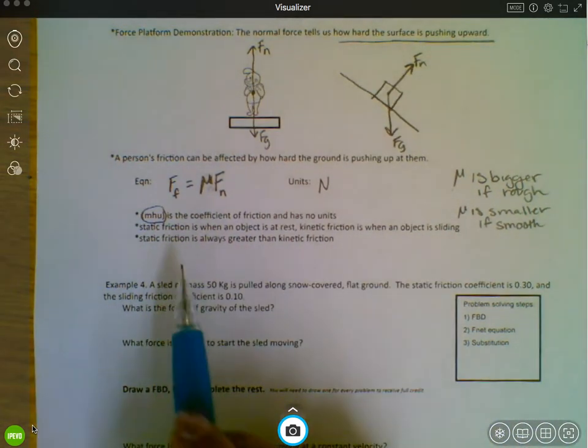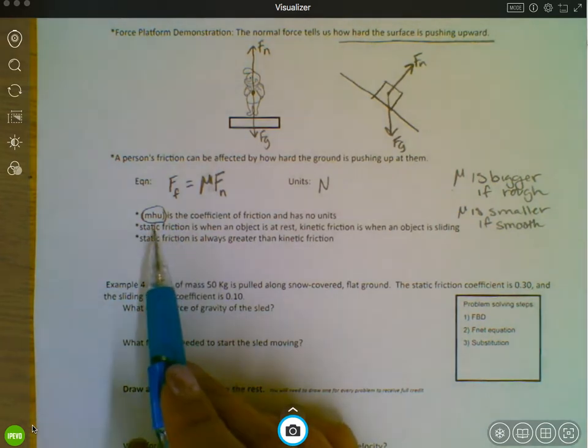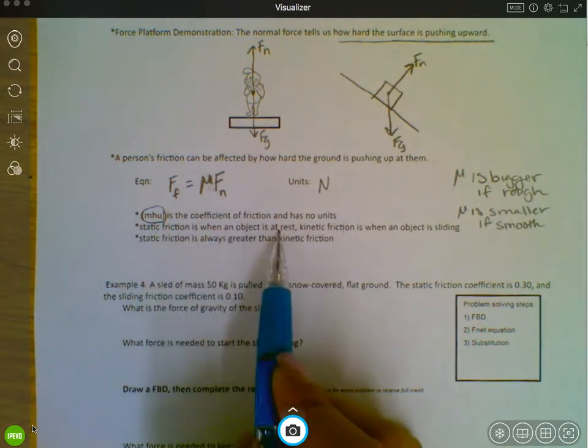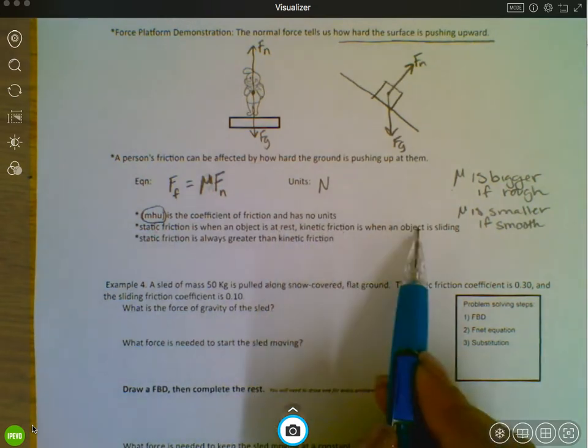Now there are two different types of friction. There's static friction and there's kinetic friction. Static friction is when an object is at rest. Kinetic friction is when an object is sliding.